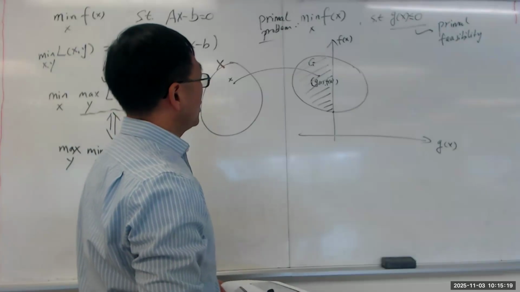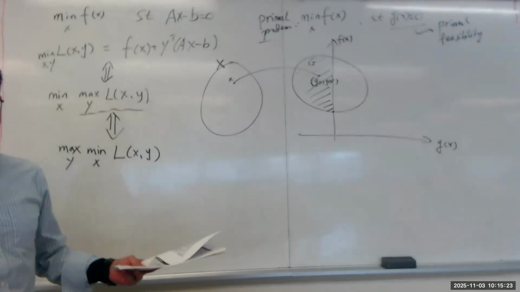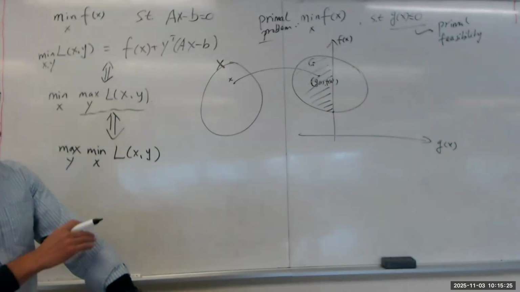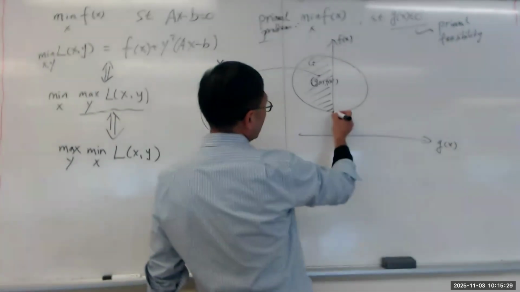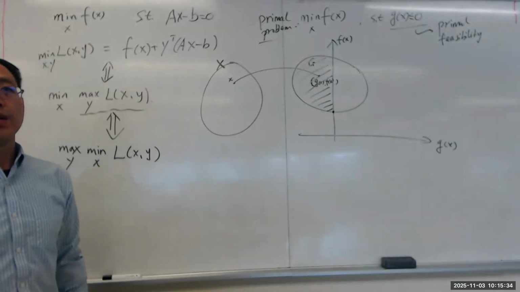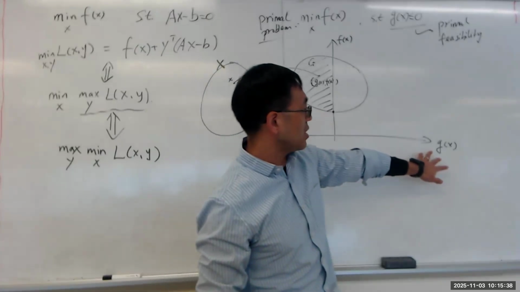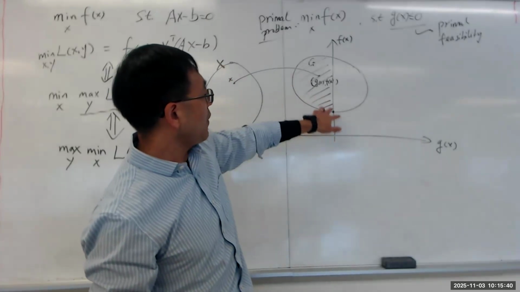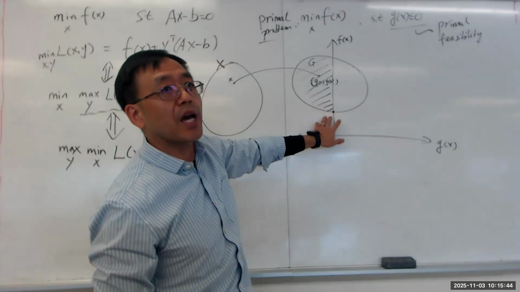So for the primal problem, let's just say the shape could be different. Just in this shape, if I draw it this way, then this point right here should be our minimum point. That's where the condition g(x) less than or equal to 0 is satisfied, and f(x) has its minimum value right here.